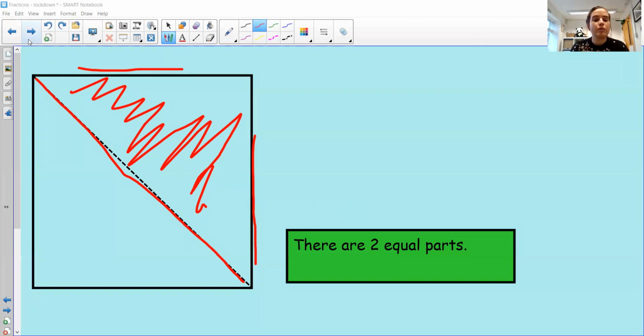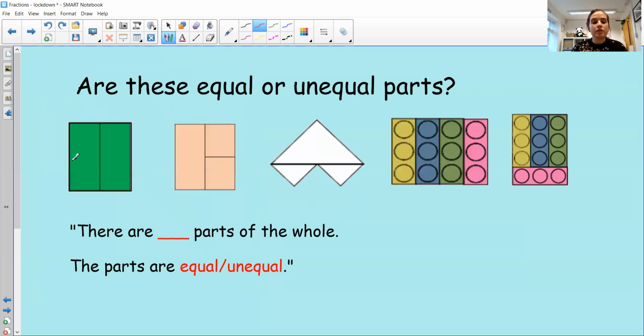Back to my screen share. We're going to go back. Let's share that. So we've talked about equal. Now, what I want you to look at now are these images that we've got on the screen. And it says, are these equal or unequal?